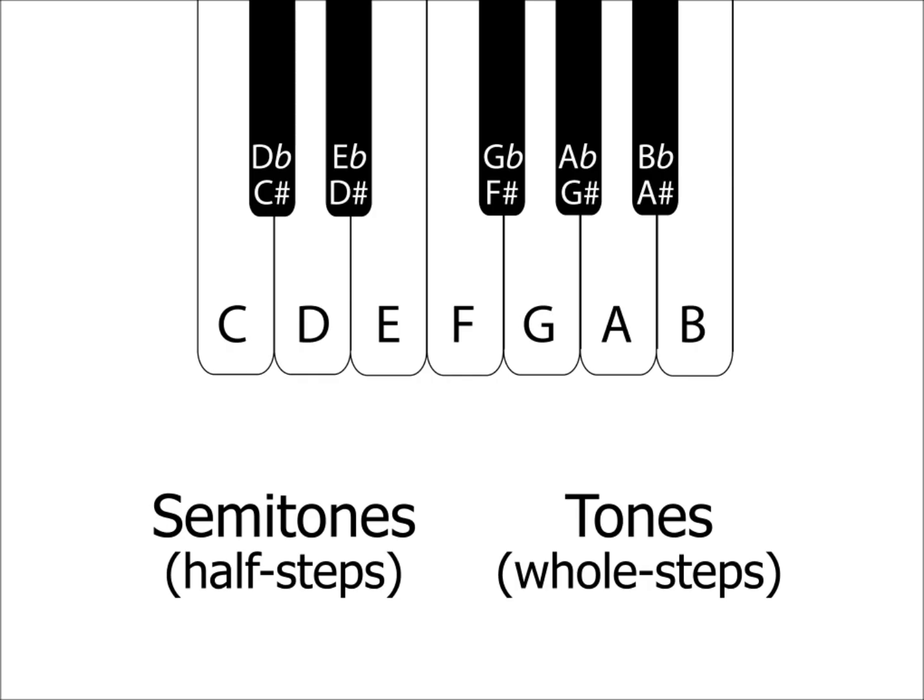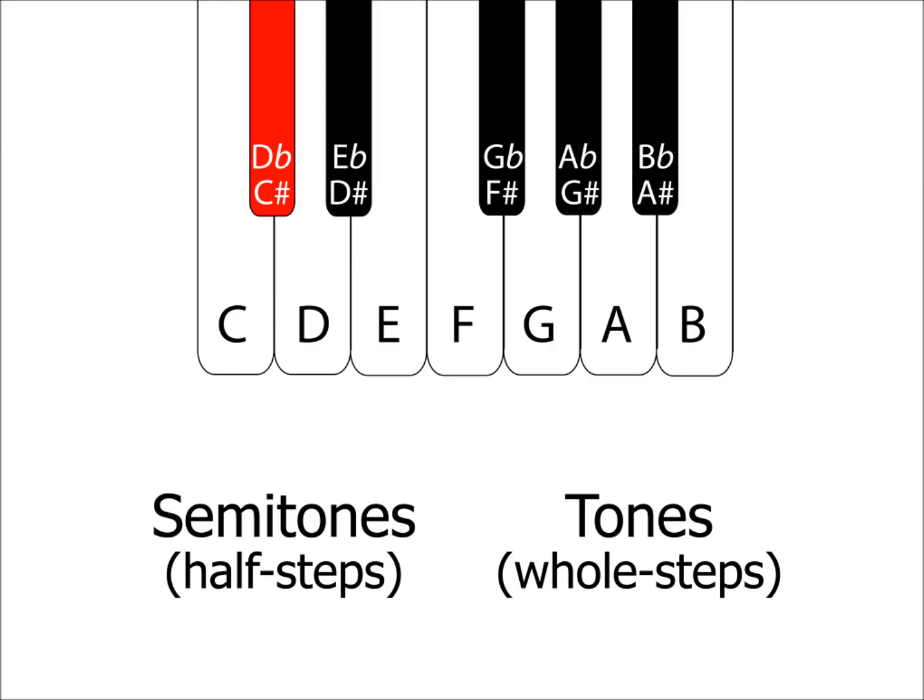Firstly, it's important to notice which notes are neighbours on the keyboard. For example, C is next to C sharp or D flat. C is not next to D. They may seem to be next to each other, but this note, C sharp, D flat, is between them. Just try and imagine the black notes extending all the way down to the bottom of the keyboard to work out which notes are neighbours.